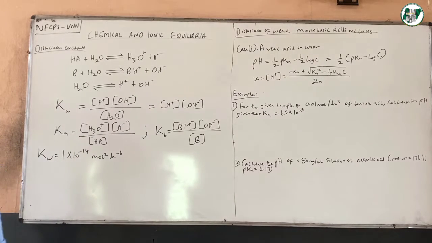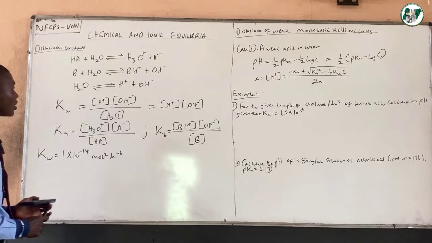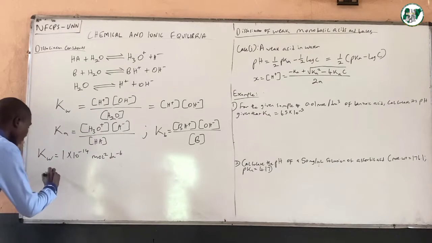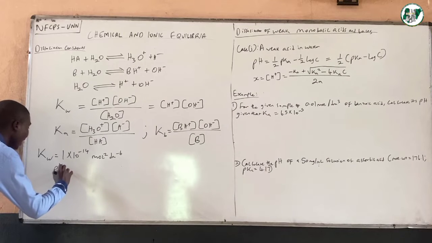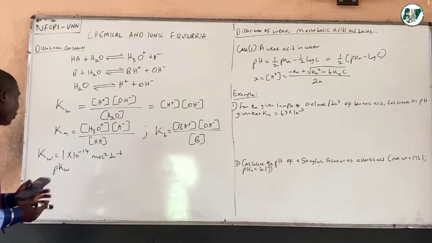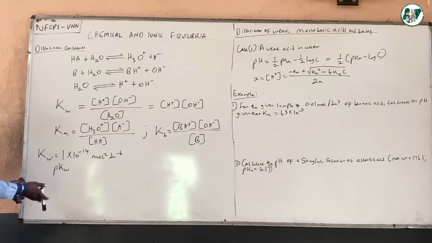But this is like an approximate value for Kw of water. Now, we have what is called pKw. So pKw happens to be the negative logarithm of the dissociation constant of water.